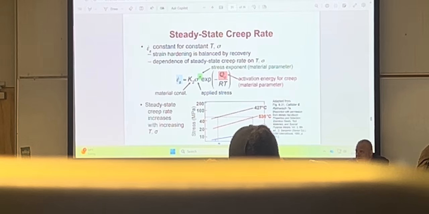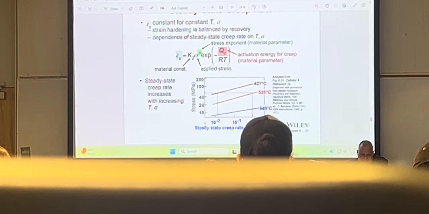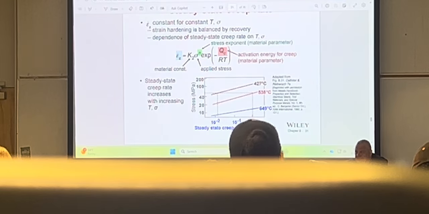Okay, steady state creep is governed or fitted with an equation. It is equal to stress to a certain power n, times the exponent: exp is e to the power minus Q sub c over RT. Q sub c is the activation energy for creep, which is a materials parameter, and n is the stress exponent, which is also a materials parameter. And here is the data for the stress versus creep rate.